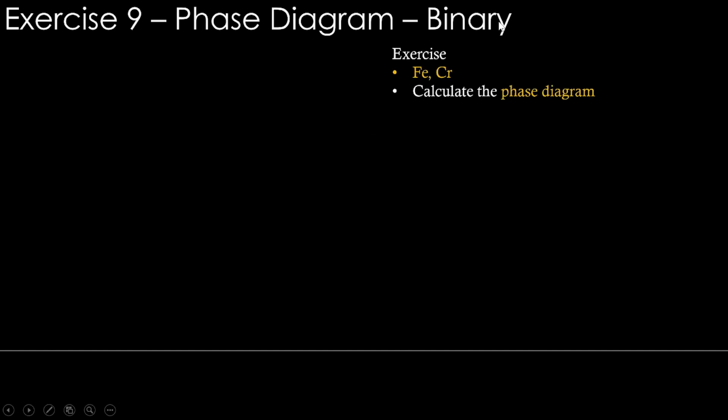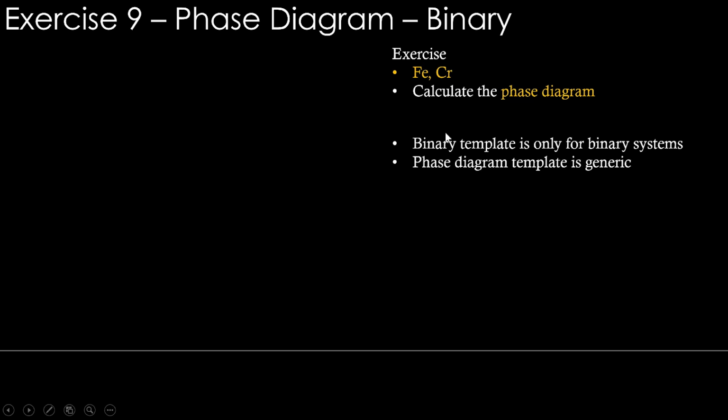Okay, so this is going to be our exercise today: Fe-Cr phase diagram using phase diagram template and not binary template. What is the difference here? A binary template is only for binary systems, whereas phase diagram template is a generic one. Multi-component phase diagrams also we can make using this phase diagram template.